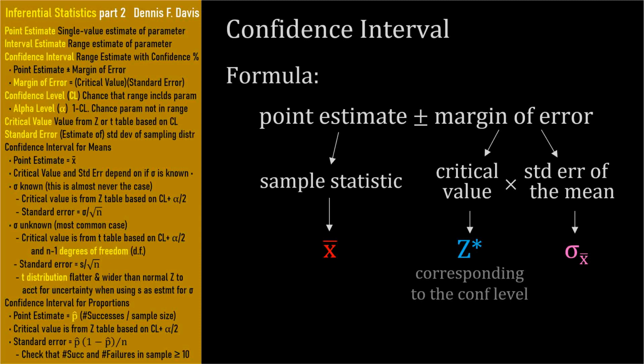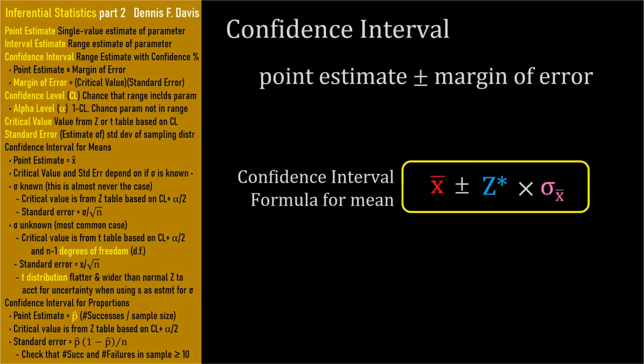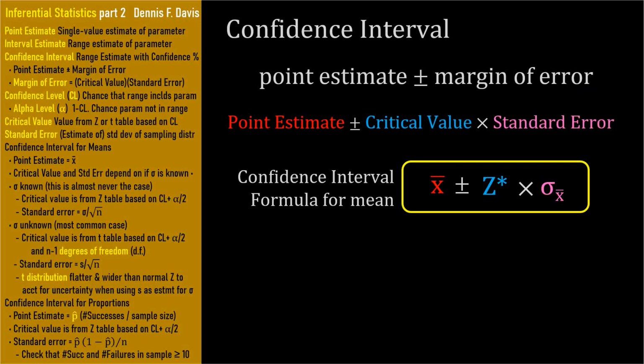I said in video 1 that we'd use the standard deviation as a yardstick, and here we can see the standard deviation of the sampling distribution, pink sigma sub x bar, is the yardstick, and the blue critical value is the number of yardsticks. So the confidence interval for the mean is red x bar plus or minus a blue number of pink standard errors. This is very important. It's the general form for all confidence intervals. Point estimate plus or minus critical value times standard error.